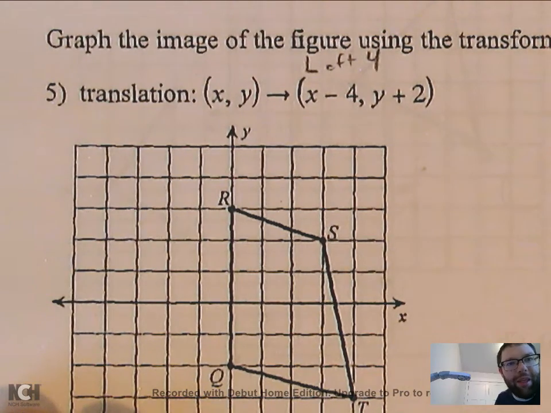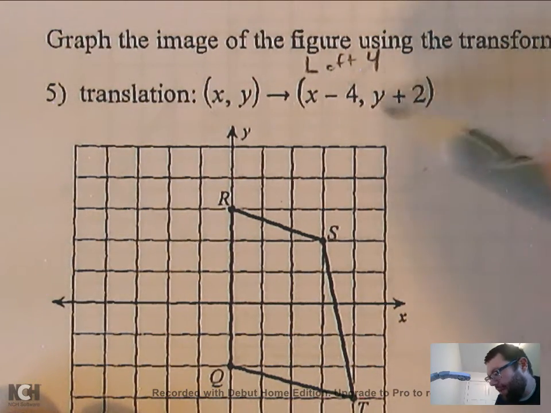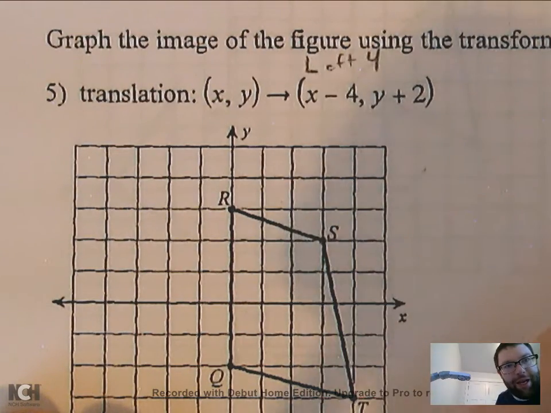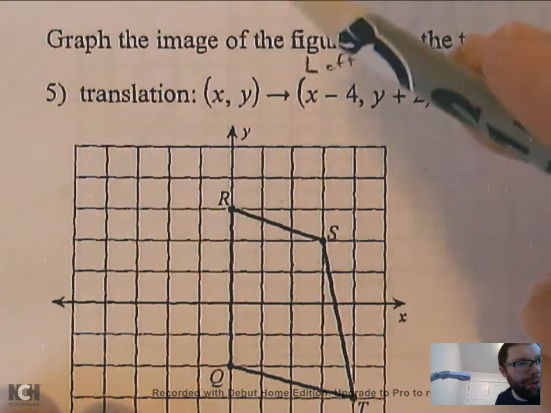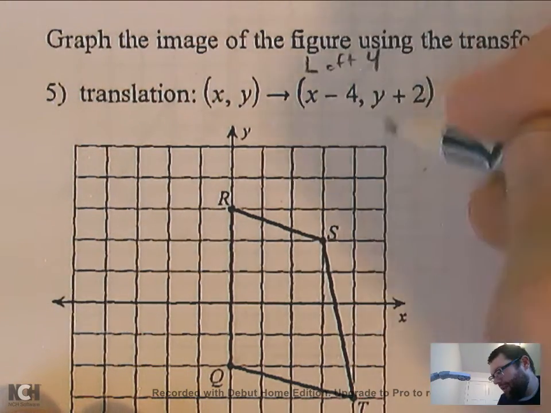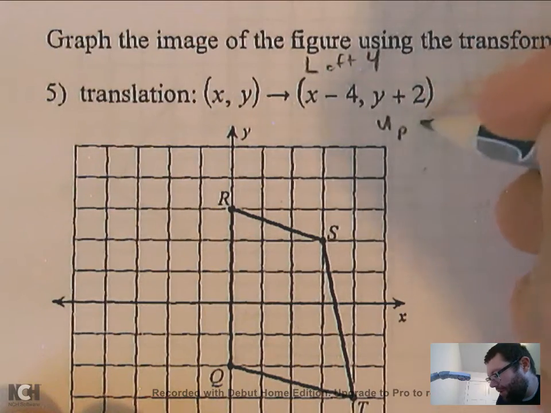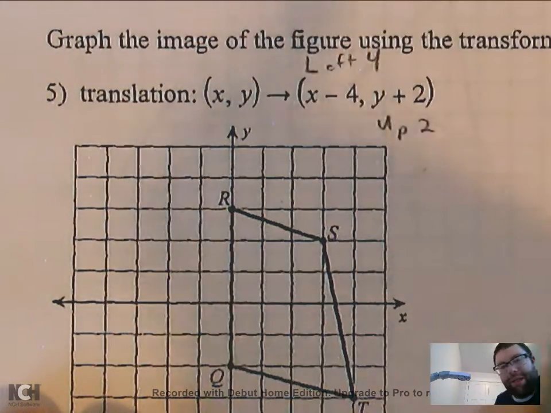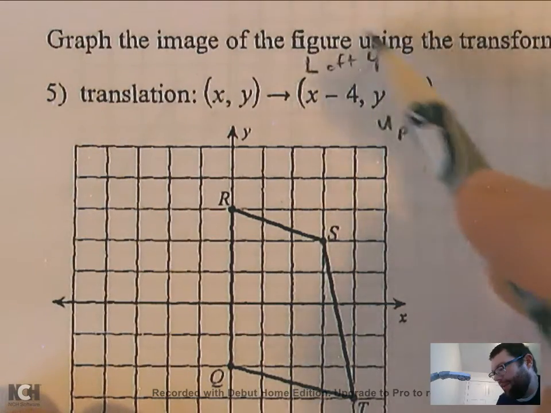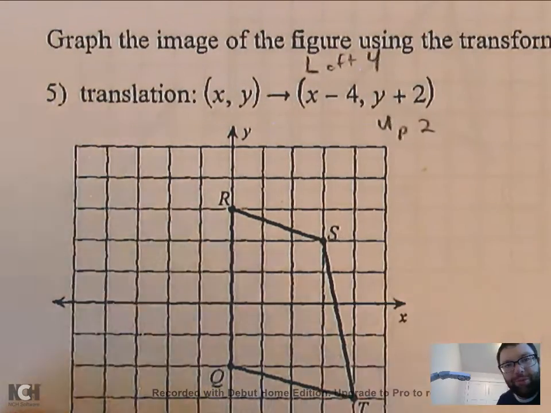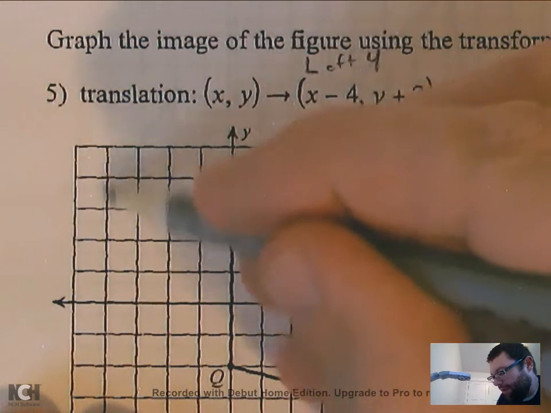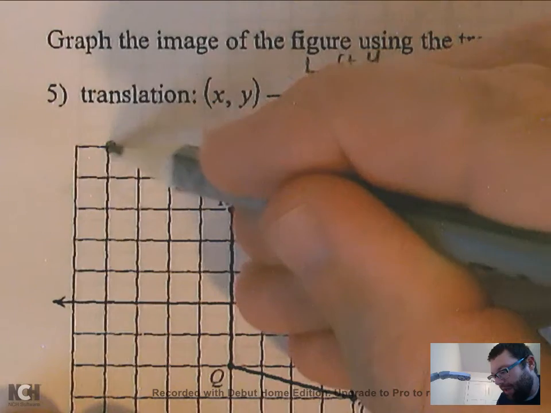Likewise, same idea with the y. The positive direction of the y is up, negative direction is down. If it's saying add, you're going to go up that number. If it's saying subtract, you're going to go down that number. This is +2, so it's literally just saying up 2. It's basically what we saw in the first problem, just in a different way. This is just saying go left 4 and up 2. So from each of these points, we'd go left 4 spots and up 2 to get our new spot.